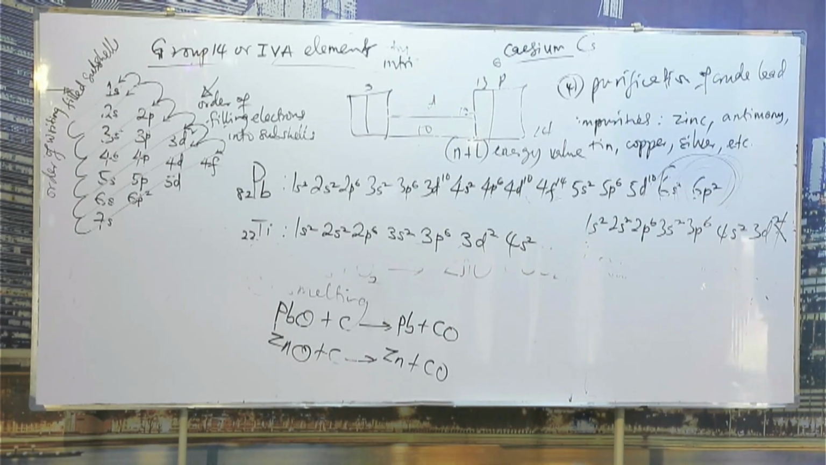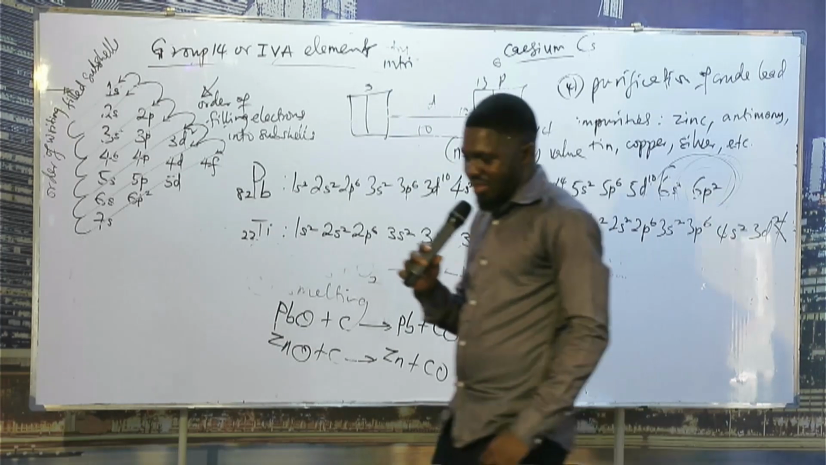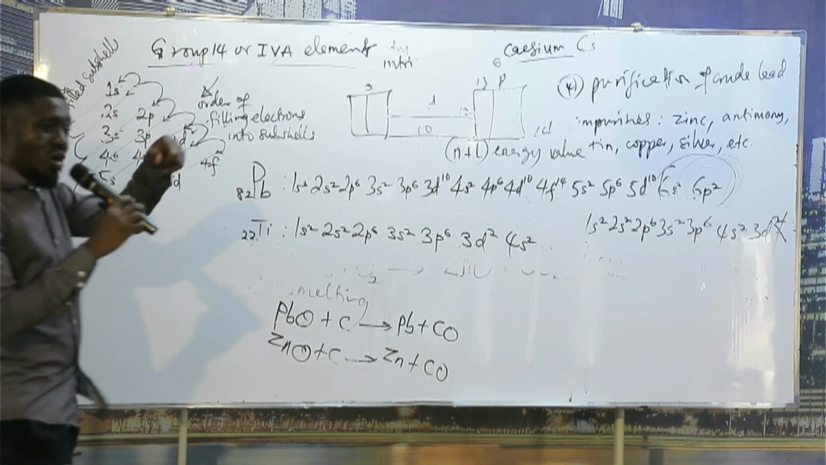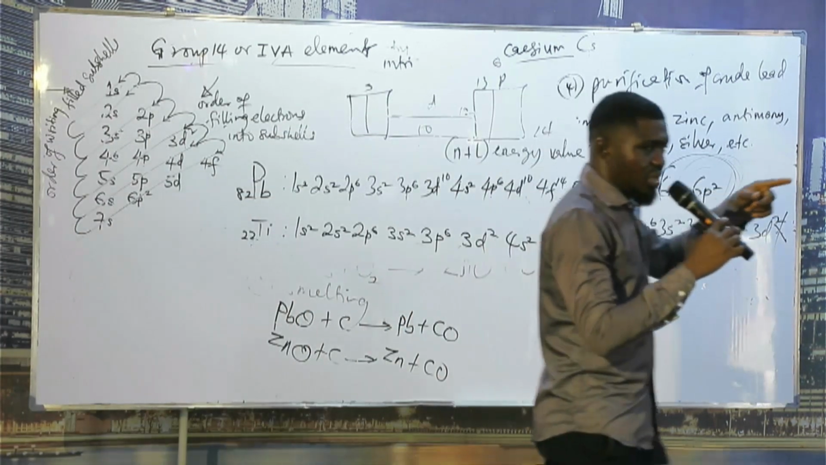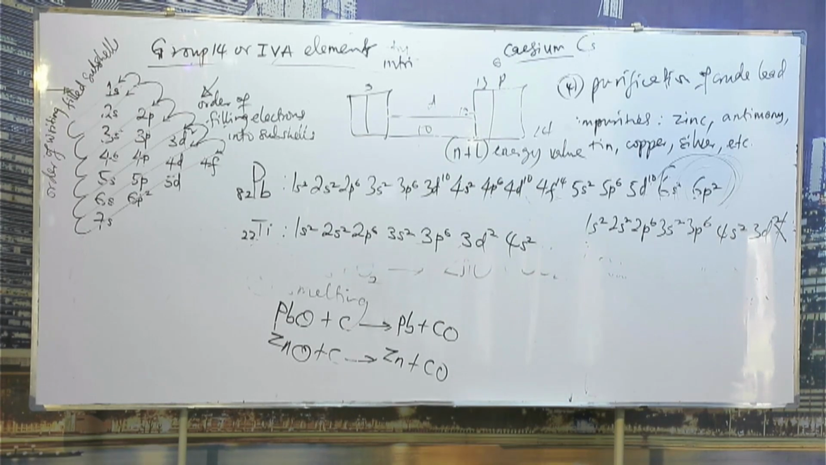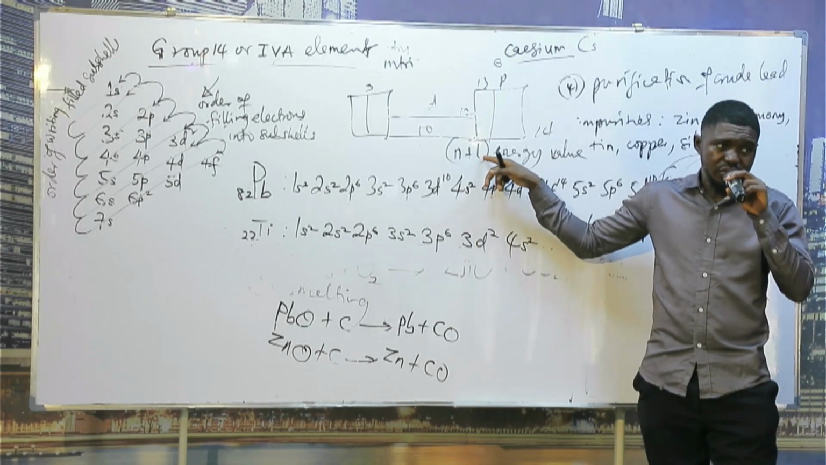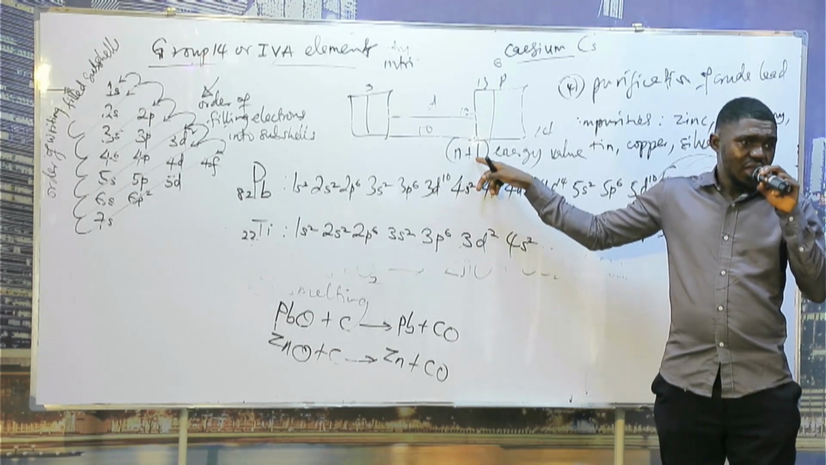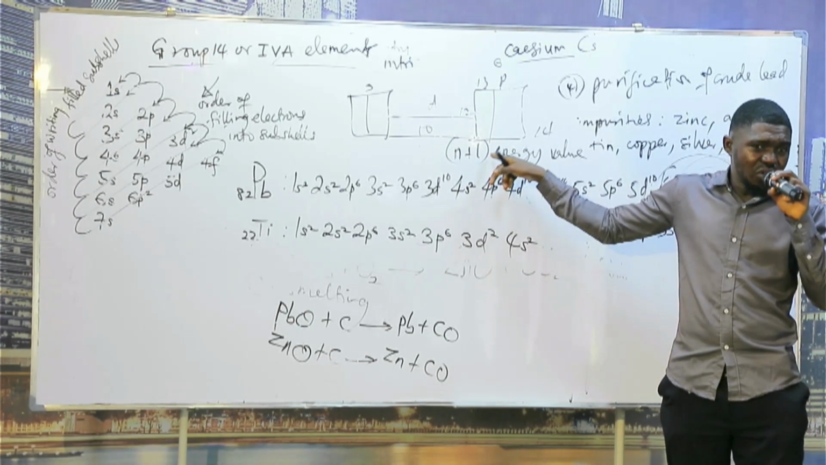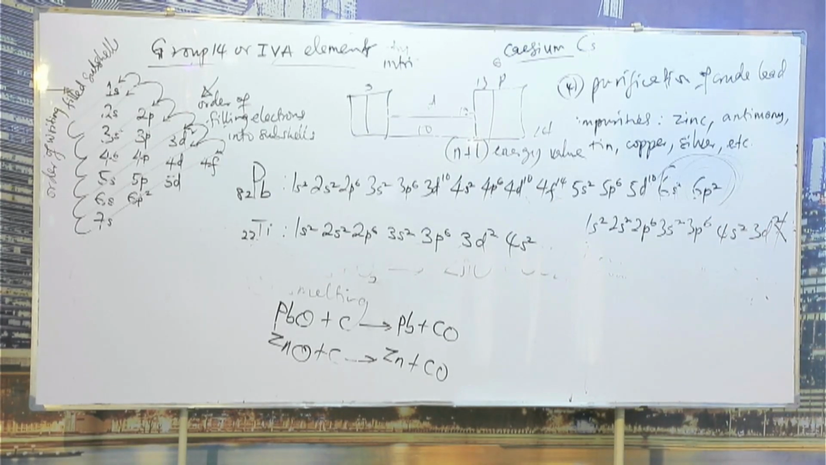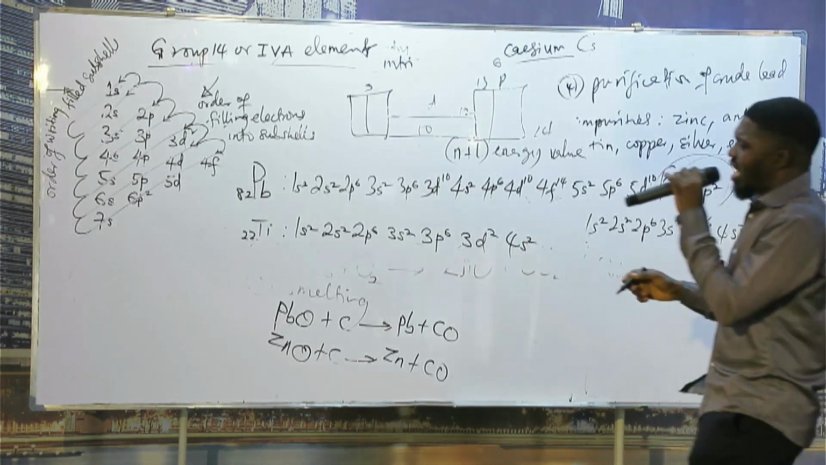Filling of electrons into subshells must be according to increasing order of N plus L energy value. Look at it on the board. N plus L, small letter L, please. Must be according to N plus L energy value of the subshells. Full stop. This is called the Aufbau principle.